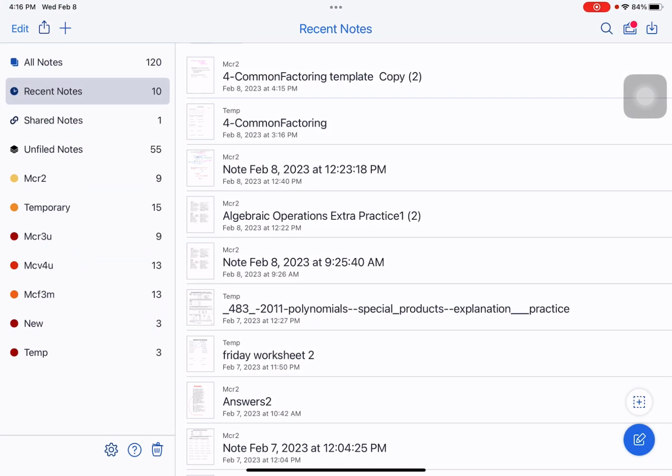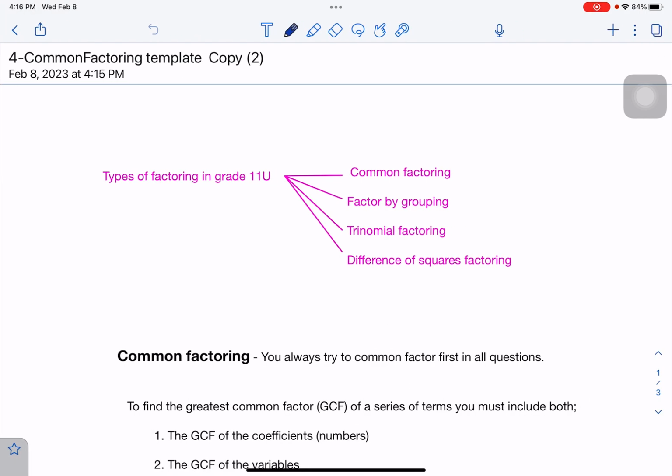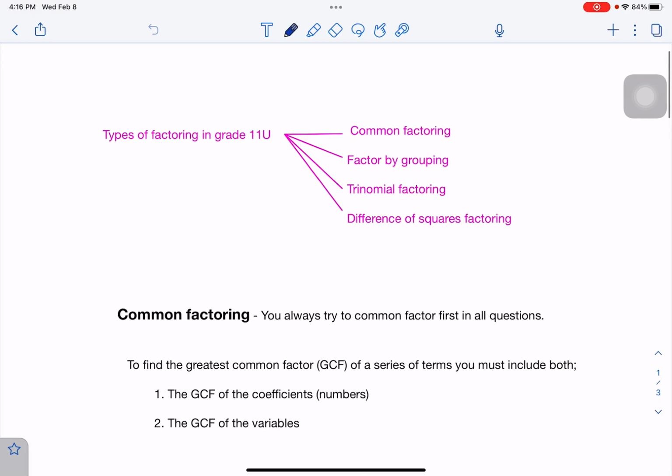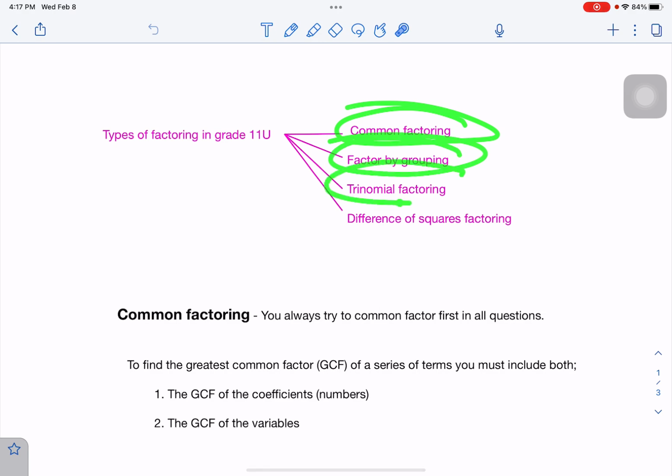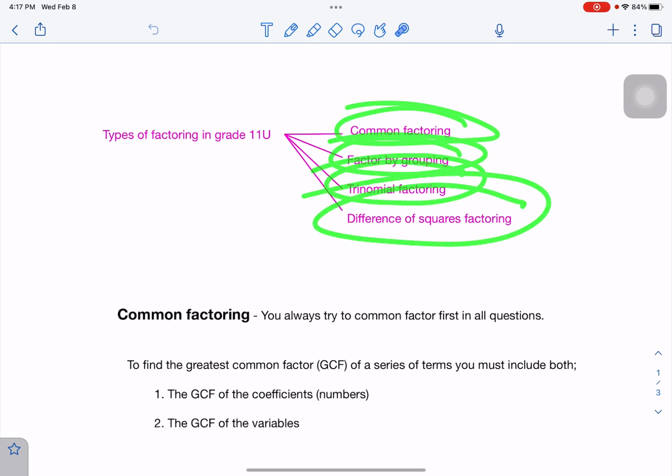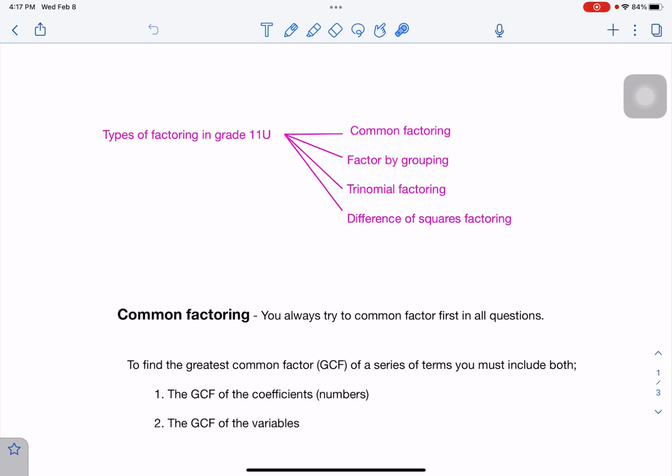Common factoring. Now, we're going to be doing a whole bunch of factoring in grade 11, and in grade 11 you are going to be responsible for 4 types of factoring in grade 11U. There's going to be common factoring, factor by grouping, trinomial factoring, and difference of squares factoring. And you're going to have to be an expert on all of them.